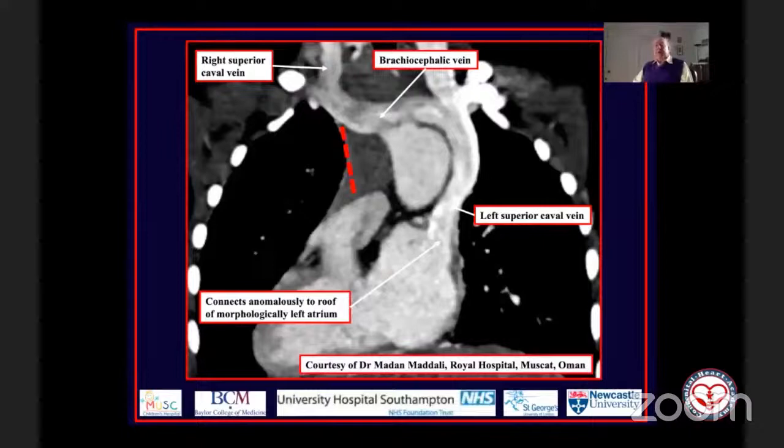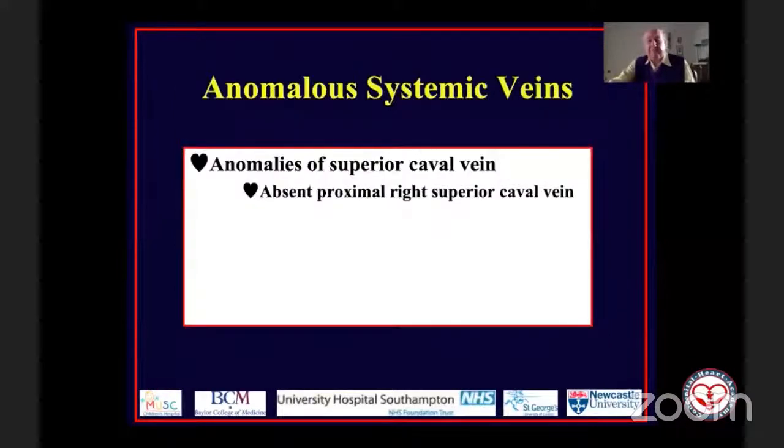So all the systemic venous return from the head and from the arms in this instance is entering the morphologically left atrium. Madan and his colleagues showed that the venous return from the abdomen, however, was entering the morphologically right atrium through the inferior caval vein.